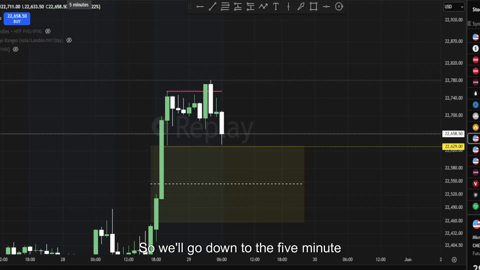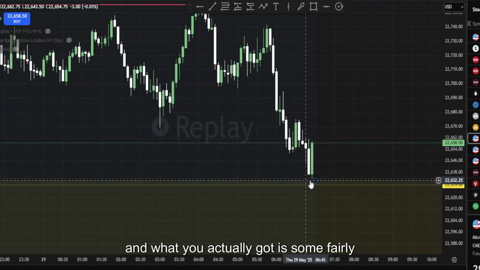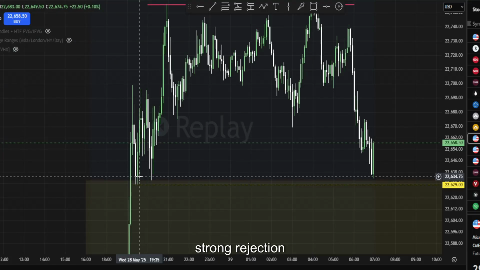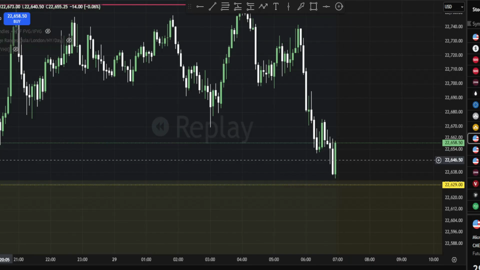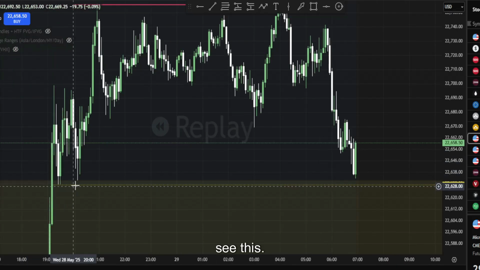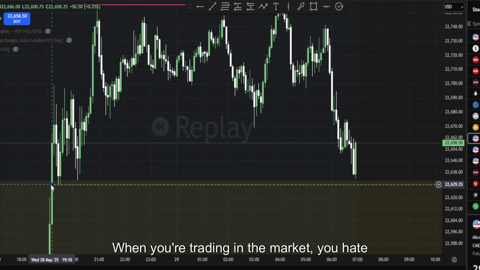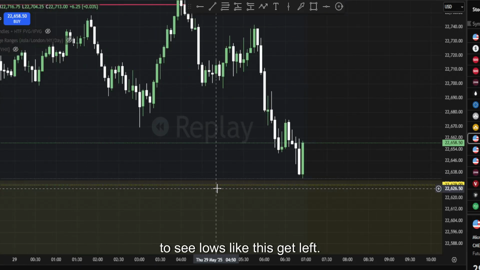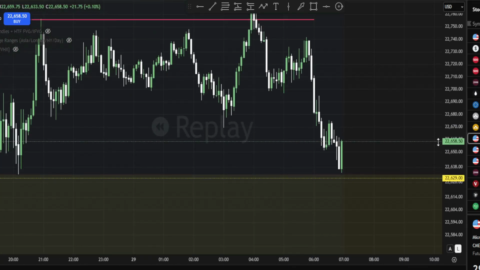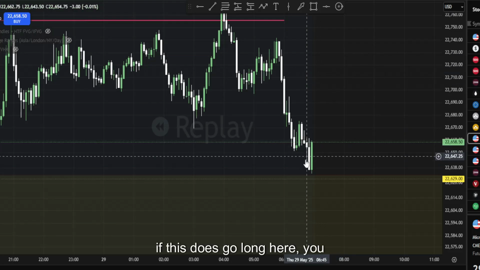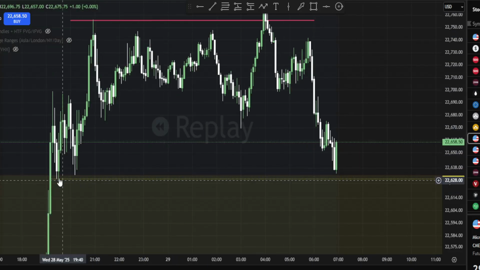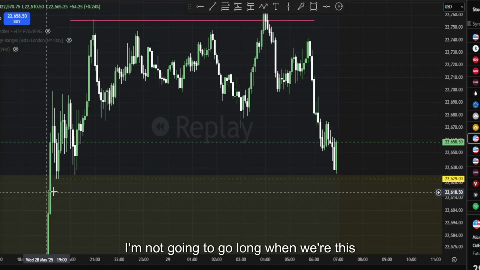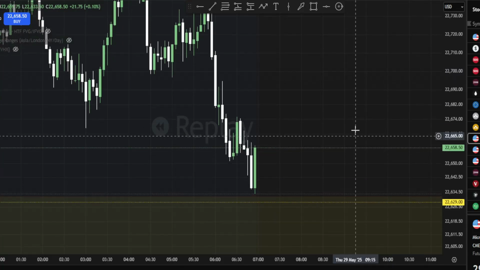So we'll go down to the 5 minute. And what you actually got is some fairly strong rejection right on these lows. And if we were to leave this, you hate to see this. When you're trading in the market, you hate to see lows like this get left. And you hate to see it because if this does go long here, you shouldn't be taking it because these lows got left. I'm not going to go long when we're this close to getting that liquidity.